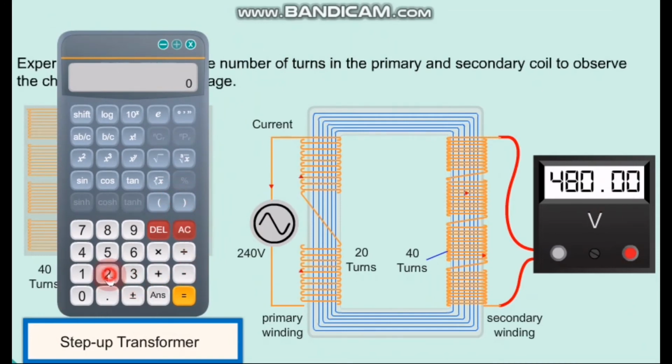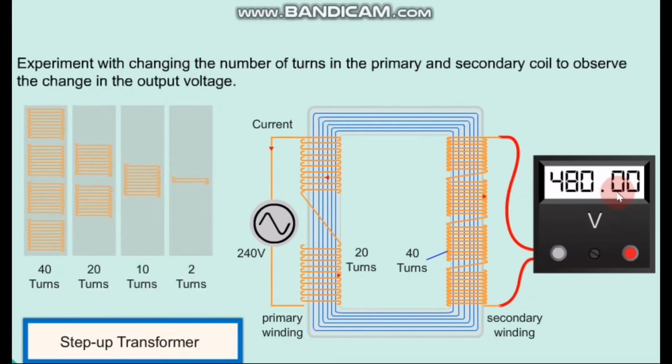Okay, so where Vp is 240, Np is 20, multiply by Ns 40. So Vs is 480 volt. So this is what we call a step-up transformer, where the output voltage has been increased.